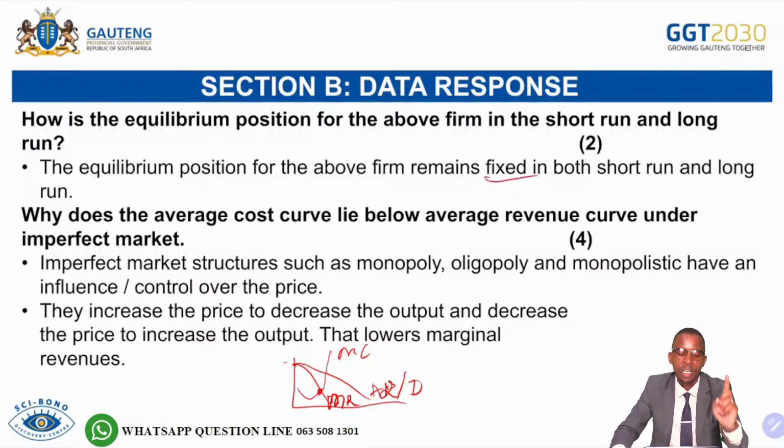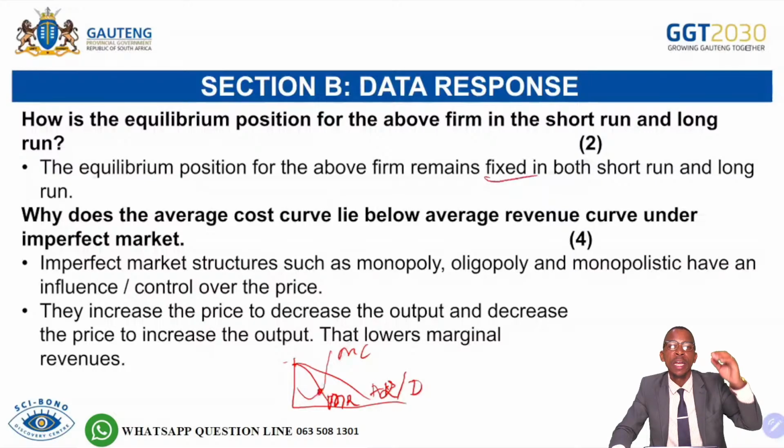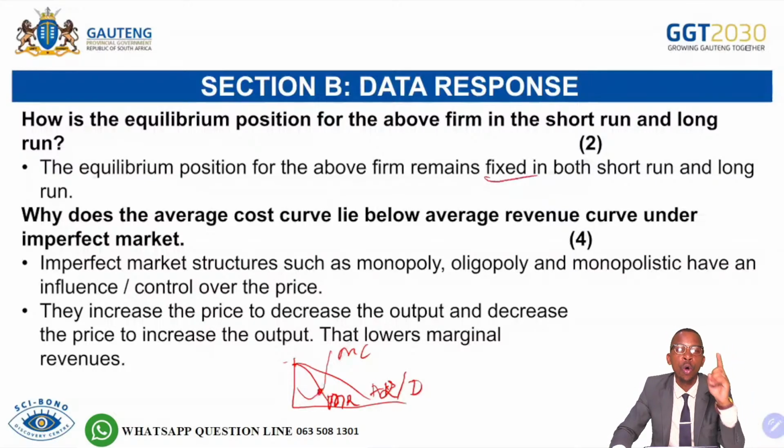Also, the firm under the monopoly will always increase the price to decrease the output, which will lower marginal revenue, and also what? Decrease the price to increase the output, which will always lower the marginal revenue. So that's why they are not equal. AR will always be lying above MR.